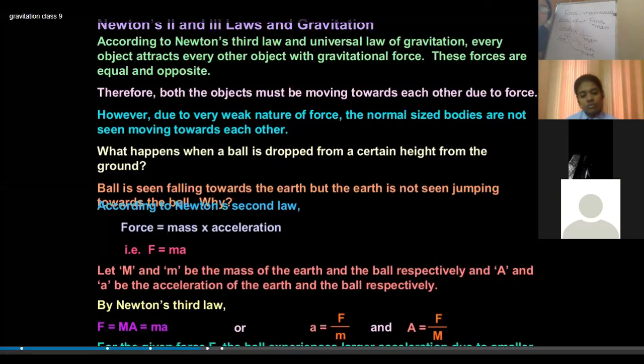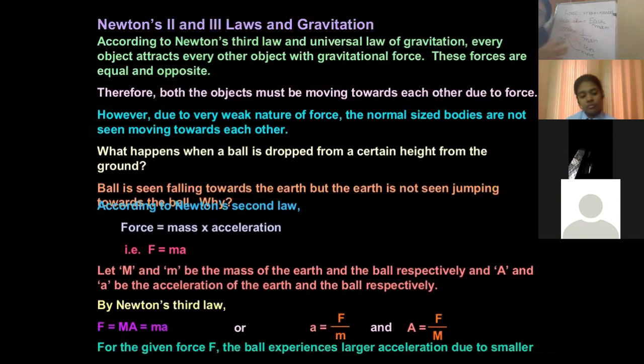This is how the three laws are related: Newton's second law of motion, Newton's third law of motion, and the universal law of gravitation, which was also proposed by Newton. You can say they prove each other, that they are quite right at their own places, in their own zone, right?